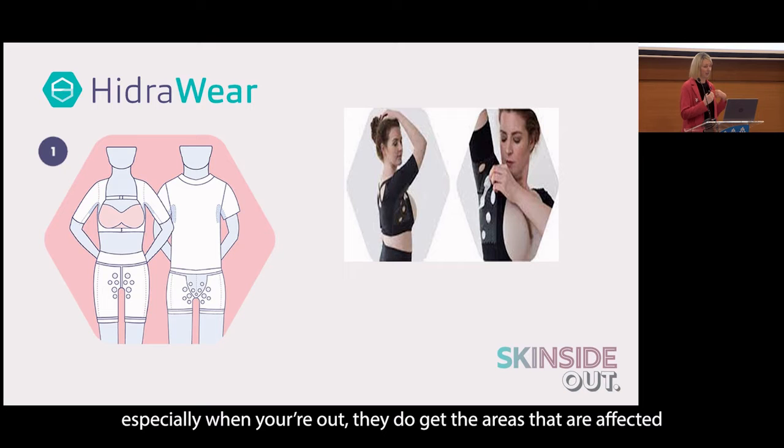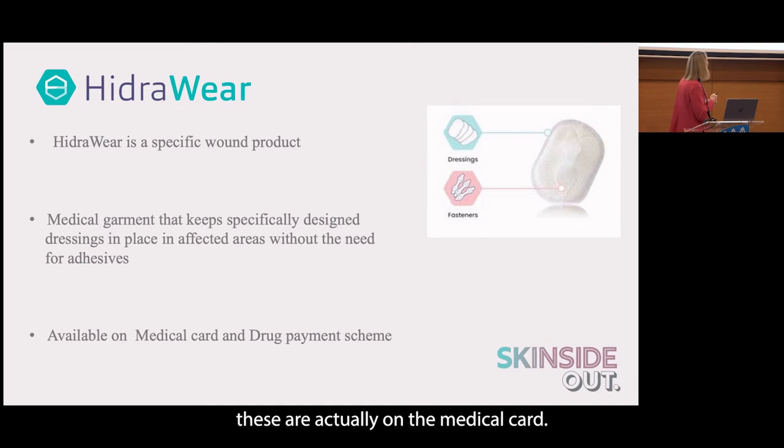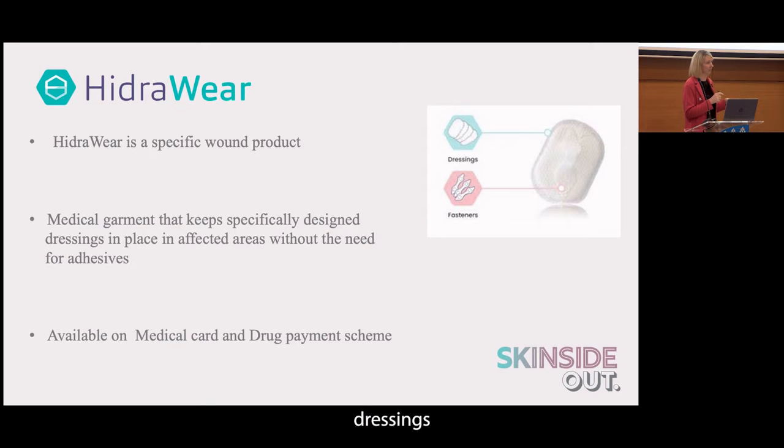They do get the areas that are affected, improve the quality of life, reduce the pain at the dressings, and it can affect the odour because you're doing more regular dressings. And just that these are actually on the medical card. So you can get your GP to prescribe it on a pink stock order form, and they get it through the community, and you get a garment plus dressings. And then for private prescriptions, you can get a normal prescription and go to your GP or your chemist and get the prescriptions.